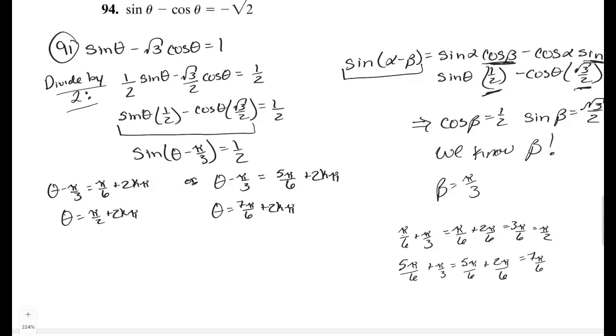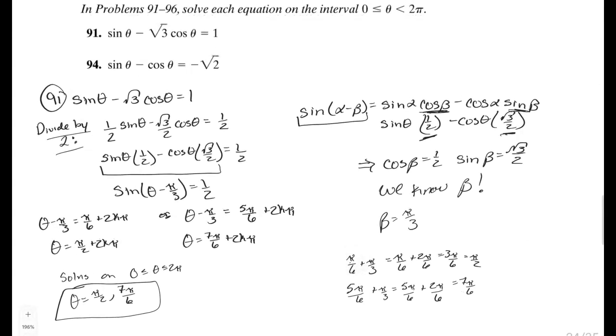Now, if we only want the solutions on 0 to 2 pi, we're going to get pi over 2. And if I plug a 1 in for k, I've gone too far, because that's outside of the range that I'm looking for. So then move on to that second general solution. If I plug in 0 for k, I get 7 pi over 6. If I plug in 1 for k, I've gone too far again. So those are my only solutions, pi over 2 and 7 pi over 6 on that unit circle.